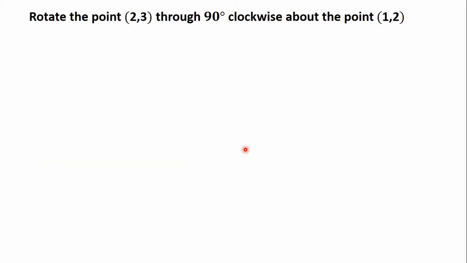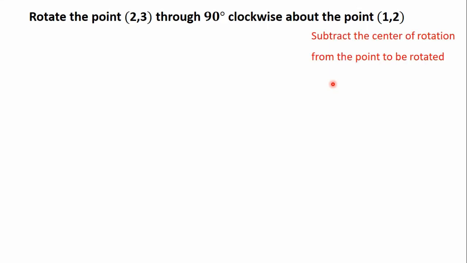Rotate the point 2, 3 through 90 degrees clockwise about the point 1, 2. So in the previous videos, we were rotating the point about the origin, but here we are rotating the point 2, 3 through a 90 degrees clockwise angle about another point 1, 2. We have learned that we are going to do this in 3 steps. The first step is that we will subtract the center of rotation from the point to be rotated. The point we are rotating is 2, 3, and the center of rotation is 1, 2, because we are rotating 2, 3 about 1, 2. So 1, 2 is the center of rotation.